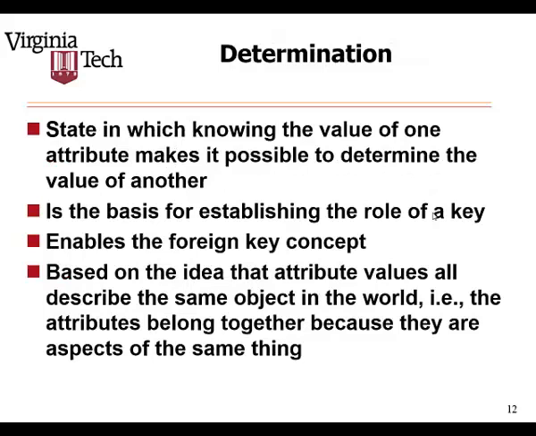Well, determination goes along with the concept of functional dependency. We touched on it just a minute ago. But what we want to know, to be guaranteed in our database, is that when we know the value of the key, we can find all of the other values of the other attributes that we need. The need for determination is why we have keys. And once you have the primary key, that enables the whole idea of the foreign key, right?